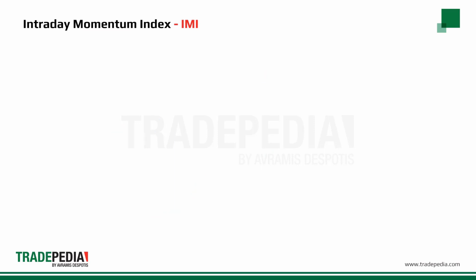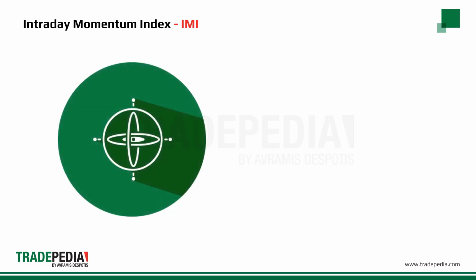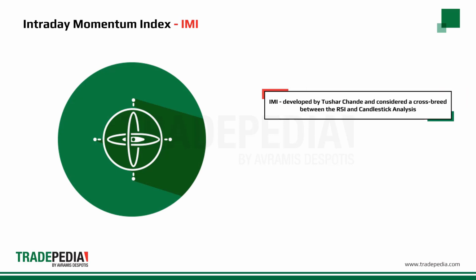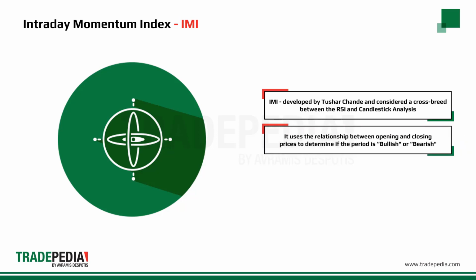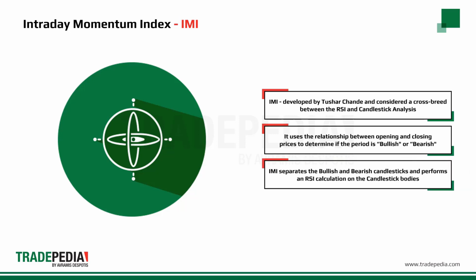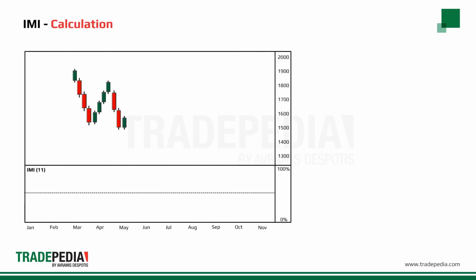Another momentum oscillator is the intraday momentum index, which is also known as IMI. The IMI was developed by Tushar Chande and is considered a crossbreed between the RSI and candlestick analysis. The calculation of the IMI uses the relationship between the opening and closing prices to determine whether the period is bullish or bearish. It separates the bullish and bearish candlesticks and performs an RSI calculation on the candlestick bodies. The IMI calculation focuses on the body size of each candle. It compares a candle's open and close price to differentiate between bullish and bearish days.